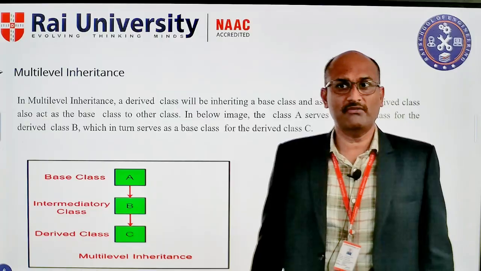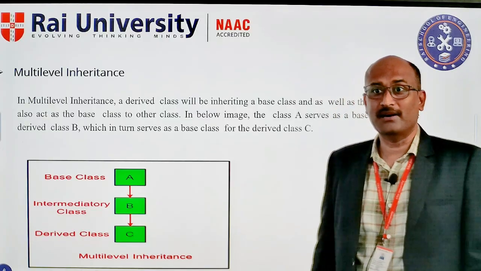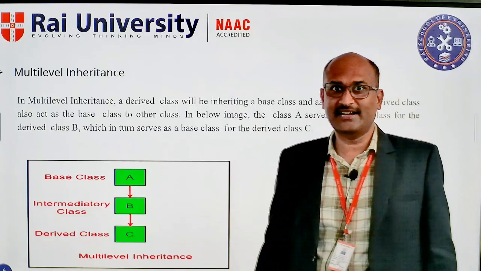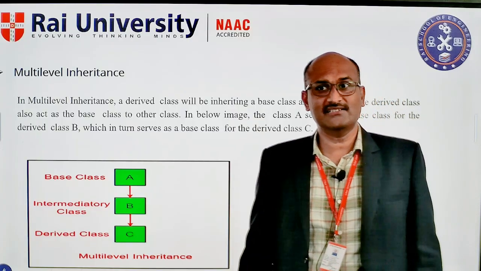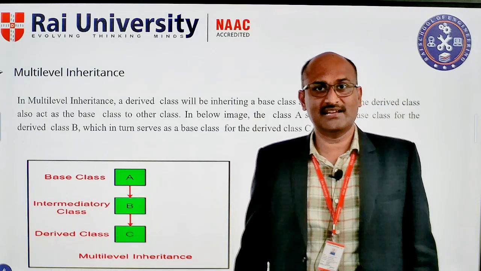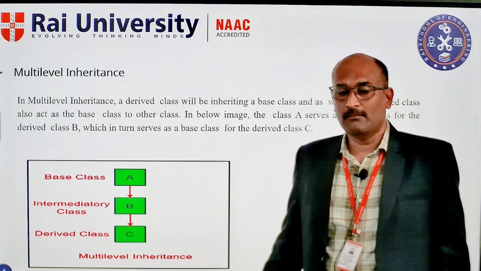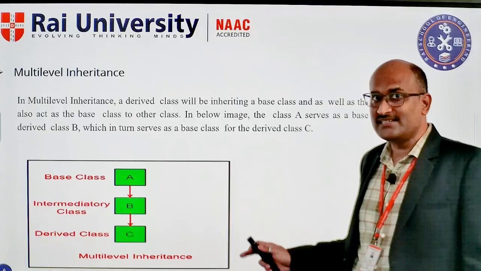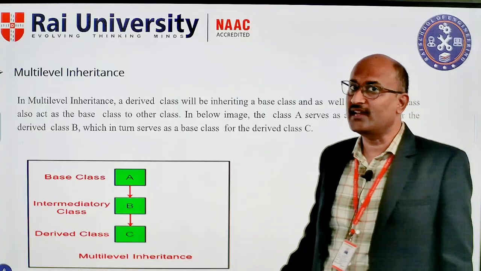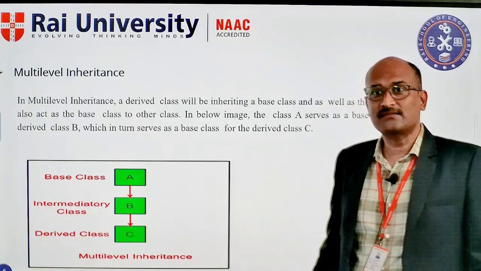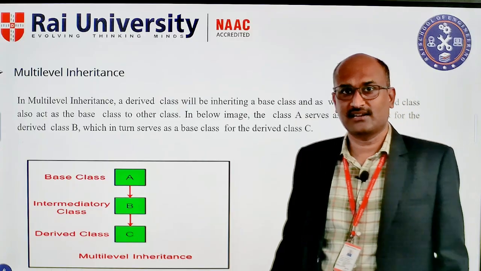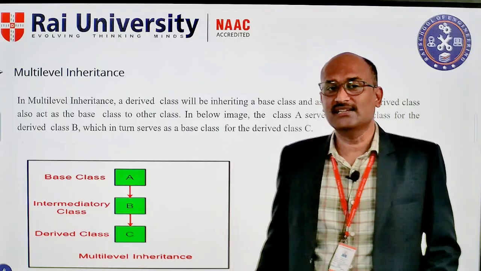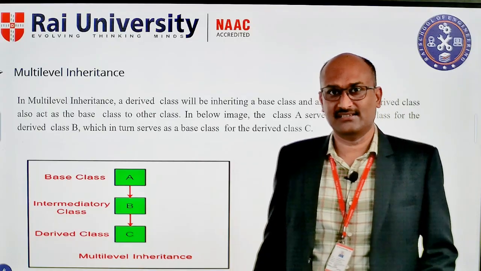Okay, and now we will see the next type, that is multi-level inheritance. Already we have seen single inheritance earlier. In single inheritance there is only one parent class and only one child class. But in multi-level inheritance, you can see in the figure, there are three classes: class A, class B and class C. Class B is an intermediate base class, class A is a super class, and you can see class C is a child class, right?